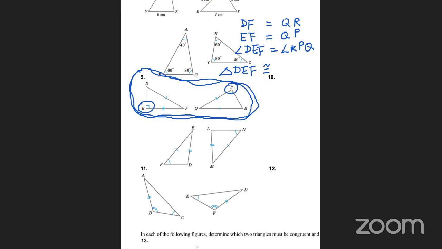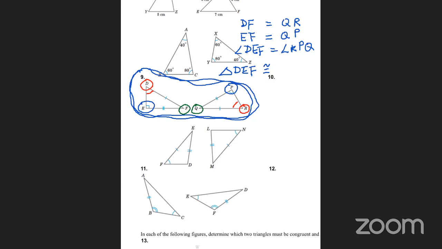And then if you look at the other pair, D, you can see that DE is the shorter side. Therefore, in this case, PR is shorter than PQ. Therefore, D should correspond to R. It means they are in one pair. These two angles should be equal, because they are congruent. And then the remaining one, F should correspond to Q, right?